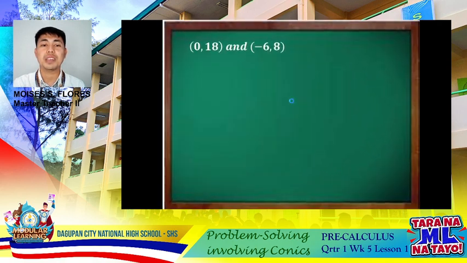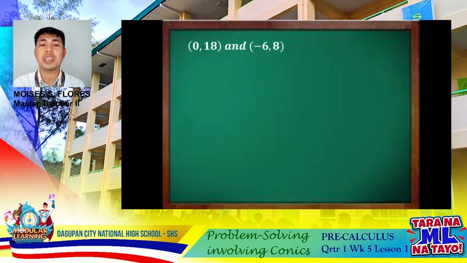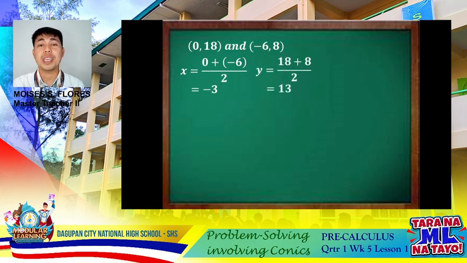Okay, so from there, from the given (0, 18) and (-6, 8), applying your midpoint formula for us to solve for the center of your circle. With respect to x, of course, you need to add 0 and -6, and divide it by 2, we have -3. And with respect to y, we have 18 and 8. As we add that, then divide by 2, that's 13. So these answers with respect to x and y become the center of our circle.